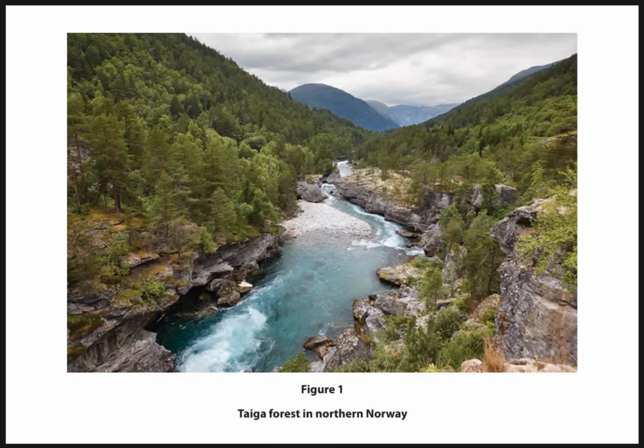Going into figure 1, this is our first resource. It's a photograph of Norway's taiga forest. So remember, photographs can tell us a lot. We can see relief, vegetation, rivers, slopes, evidence of some environmental conditions. There's a lot of information you can extract from here, so there will at least be one or two questions from this figure.